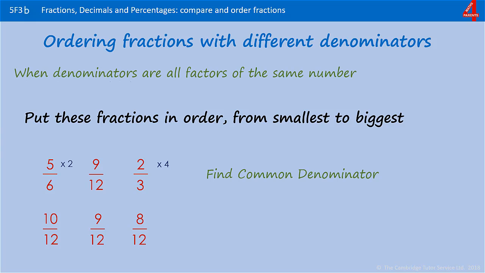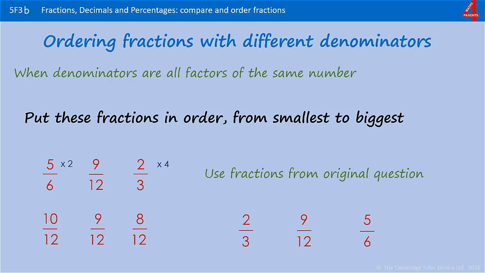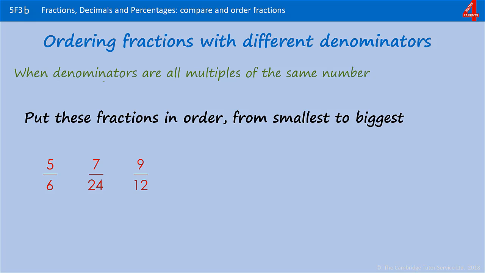And once again, when you write your answer, you're going to use the fractions given in the original question. We can see that 8/12 at the bottom is the smallest one, so 2/3 is going to be the smallest one, followed by 9/12, followed by 10/12, which is 5/6, the biggest. Here's another similar one. Pause the video, have a go.